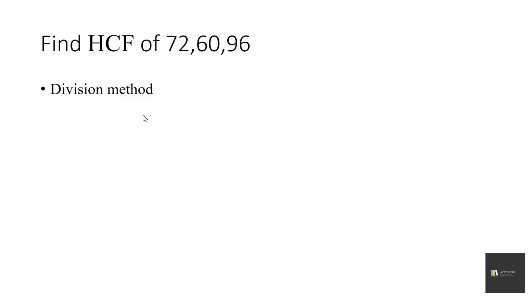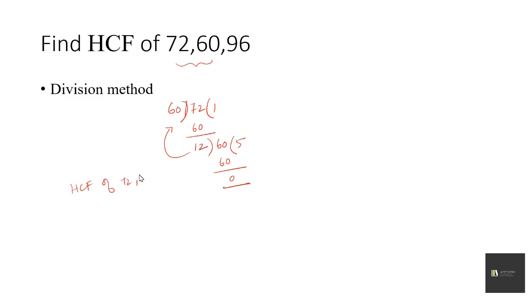Now we'll solve this using the division method. So how do you find HCF using the division method? First, consider 2 numbers and divide them. So I'm dividing 72 by 60. So I get a remainder. With this remainder, divide 60 again. So the HCF of 72 and 60 is 12. You have to repeat it till you get a 0 remainder.